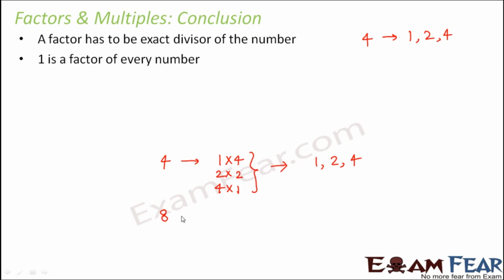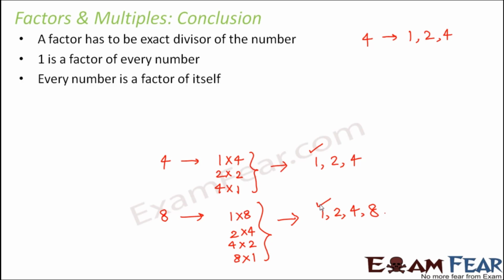Similarly, think of a number like 8. So 8 can be written as 1 into 8, 2 into 4, 4 into 2, 8 into 1. So basically looking at these, you can say 1, 2, 4, 8 are the factors of 8. Now did you notice something? That 1 is common for both of them. In fact, you consider any number, you consider 13, you consider 59, you consider 100, everywhere you would see that 1 is a factor, because 1 divides every number.